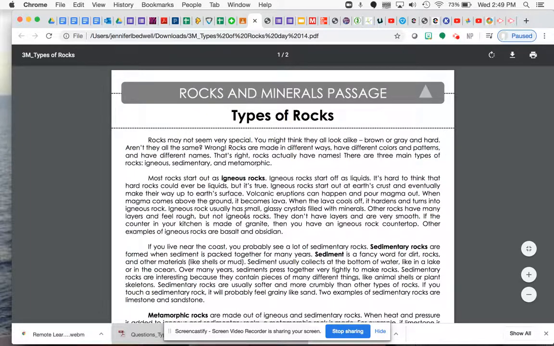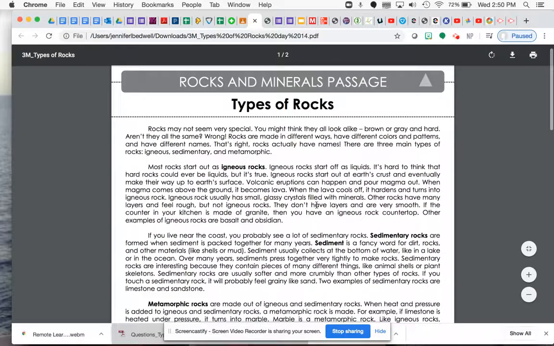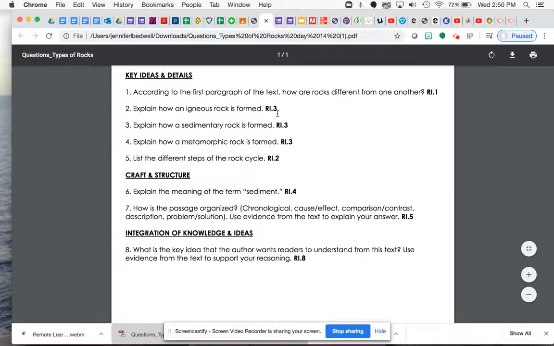Igneous rock usually has small, glassy crystals filled with minerals. Other rocks have many layers and feel rough, but not igneous rocks. They don't have layers and are very smooth. If the counter in your kitchen is made of granite, then you have an igneous rock countertop. Other examples of igneous rock are basalt and obsidian. All right, so that is definitely your answer for number 2. You found out how they are formed in paragraph 2.